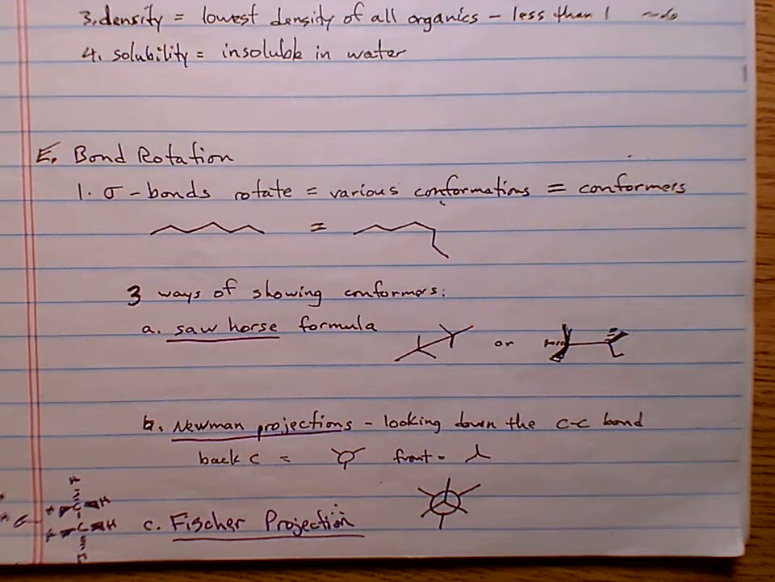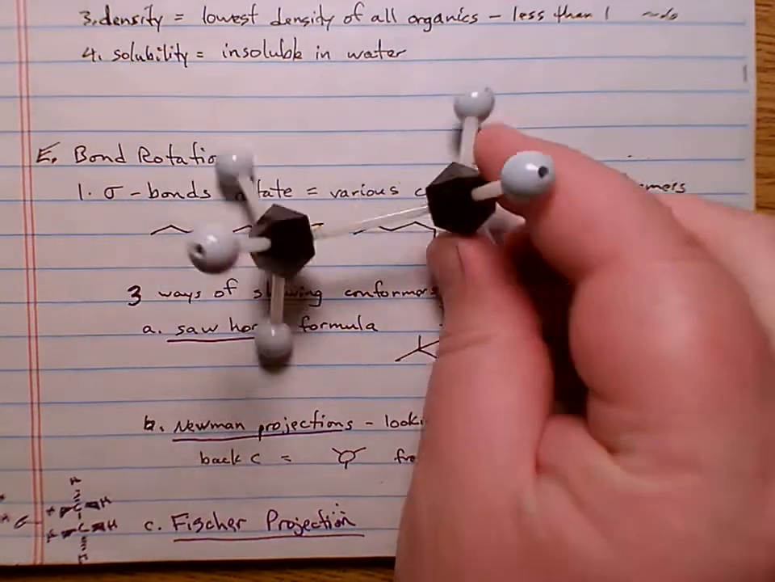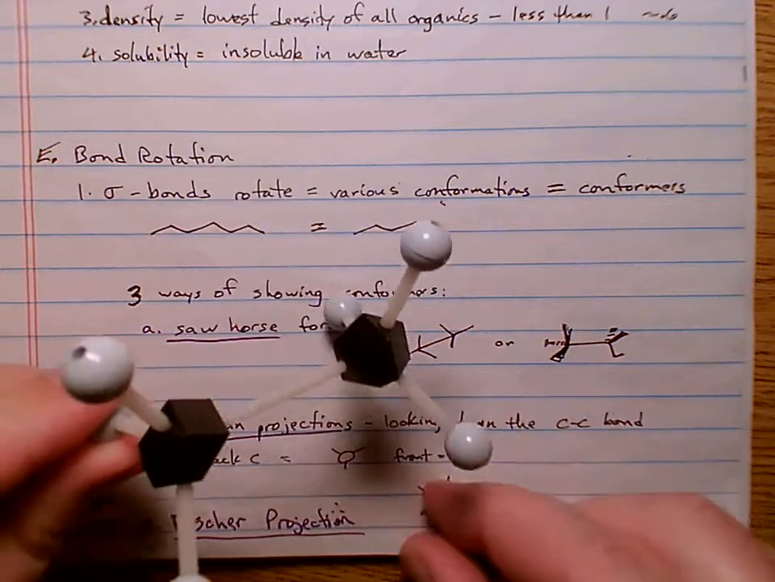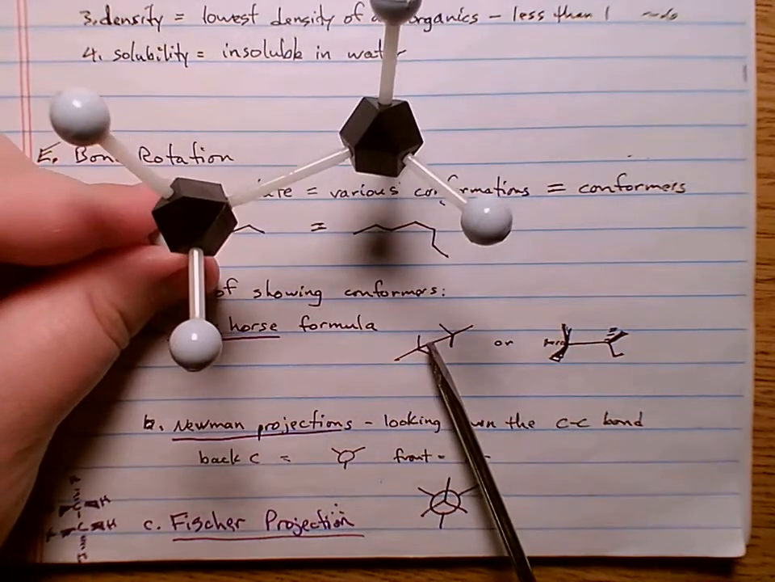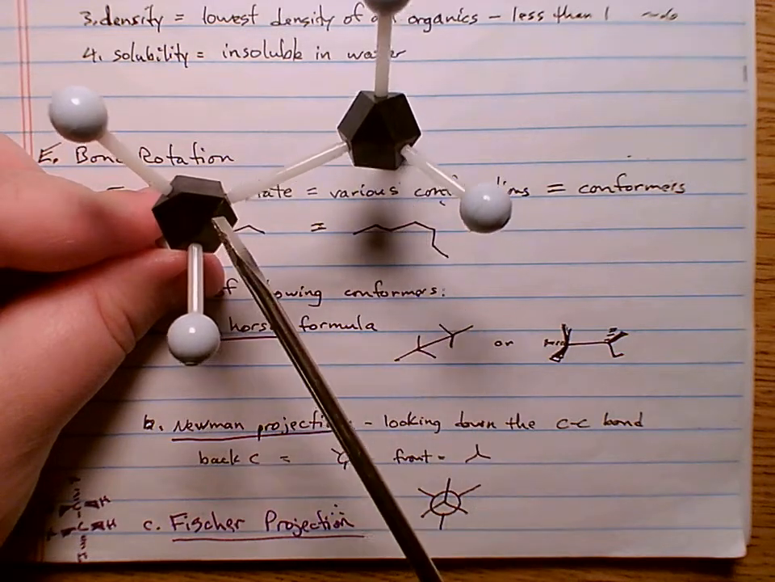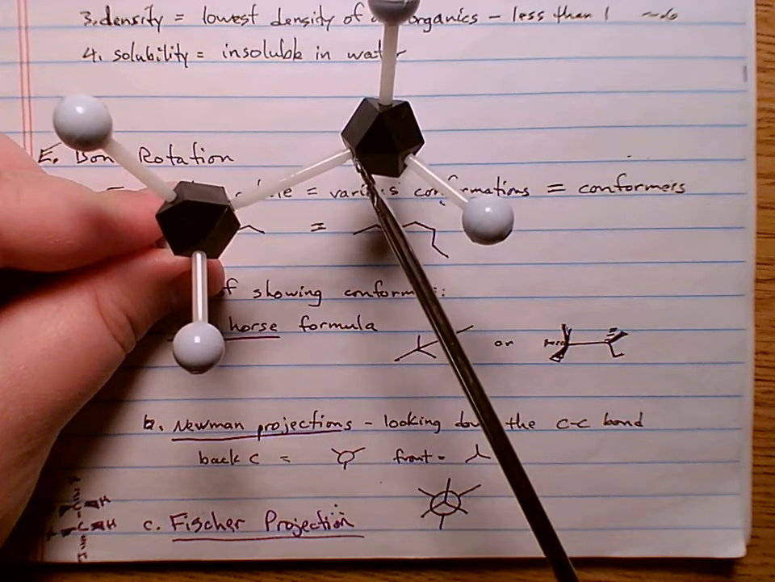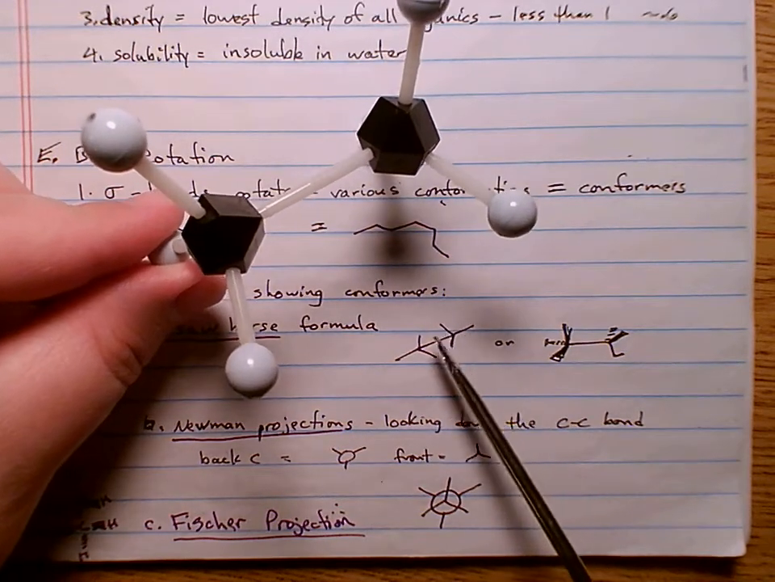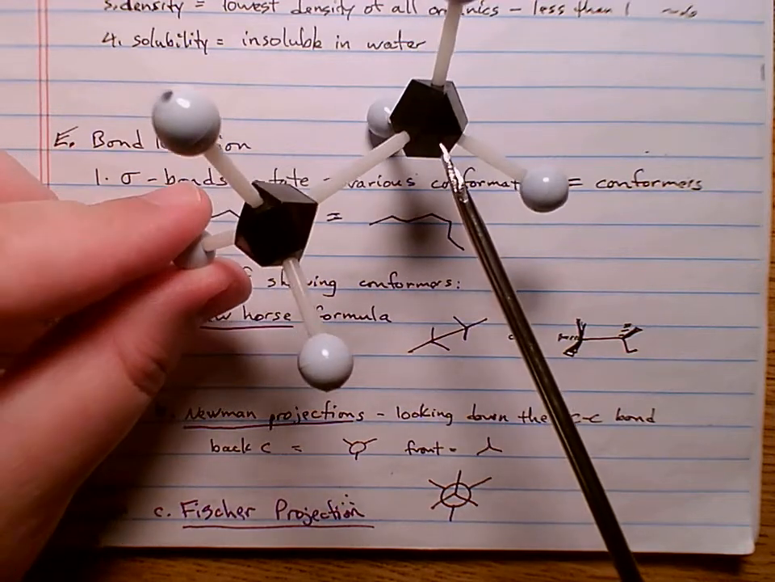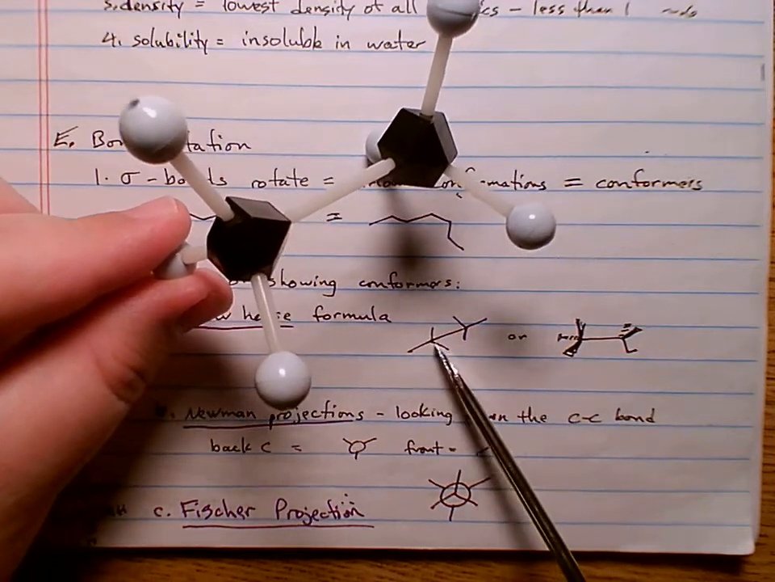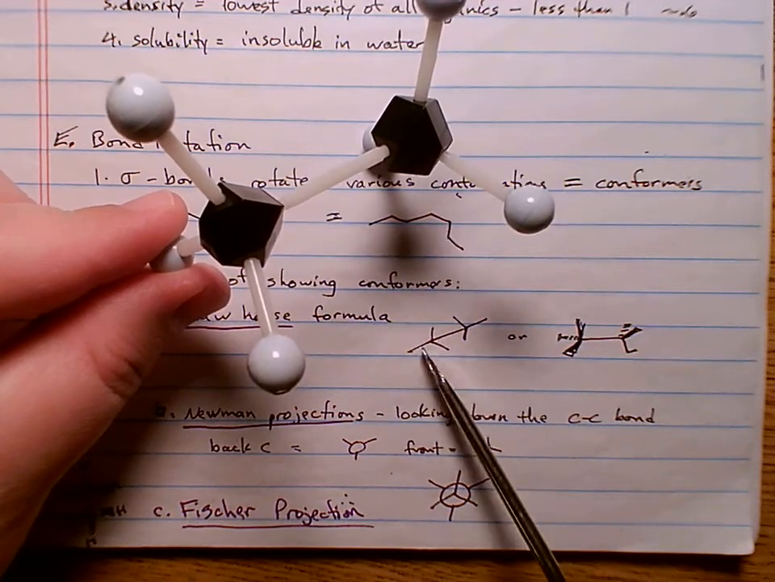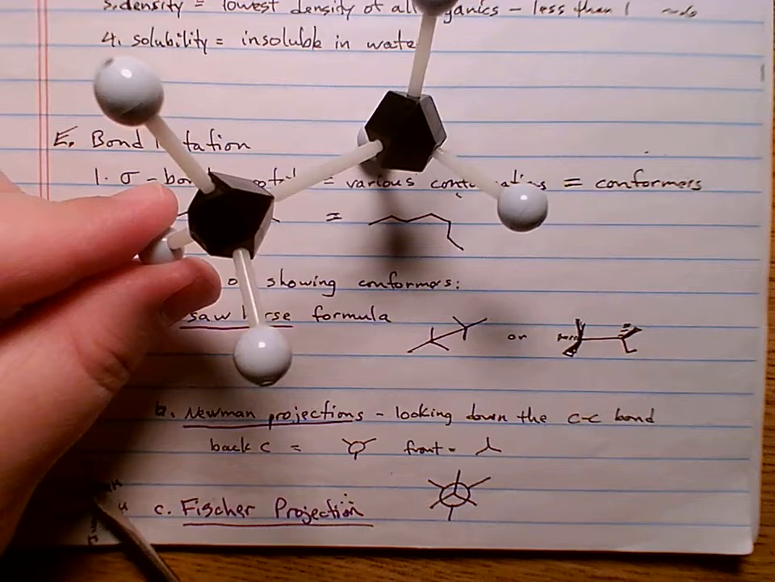Let's start with something easy, let's look at this little molecule right here. If you're doing the sawhorse formula, you're going to say, okay, the two lines between the two carbons, I'm going to make go like this. Here are these two lines like this. And then this carbon here represents the back carbon, going away from you. This is the front carbon coming out towards you.